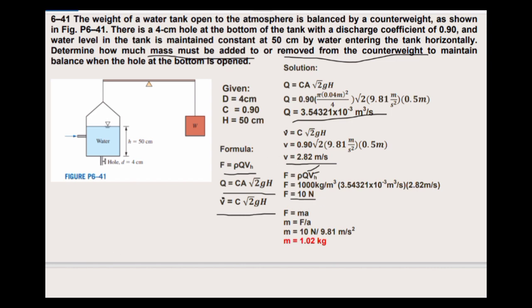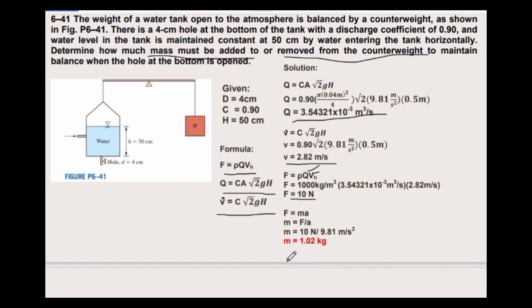So from this value of force, 10 Newton, force equals mass times acceleration. Then rewriting this, the formula for mass equals force over acceleration. Mass equals 10 Newton, and 10 Newton is kilogram meter per second squared, over 9.81 meters per second squared. So using our calculator, we will get 1.02 kilogram.